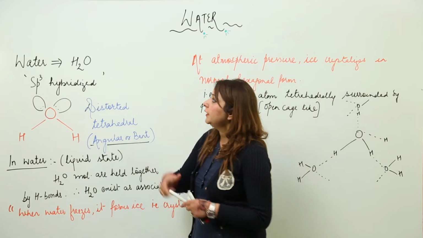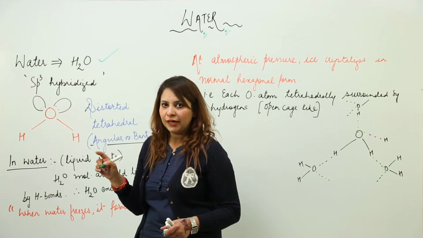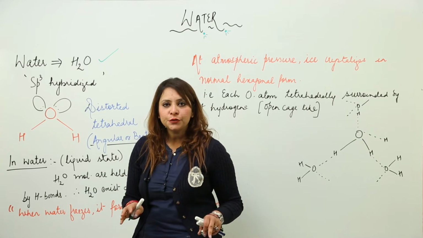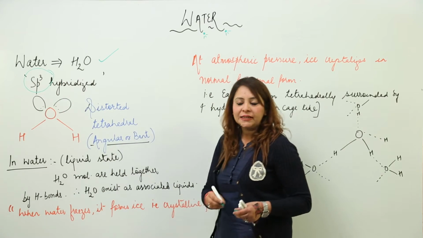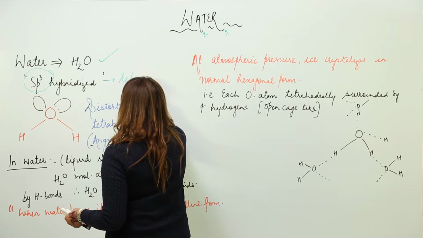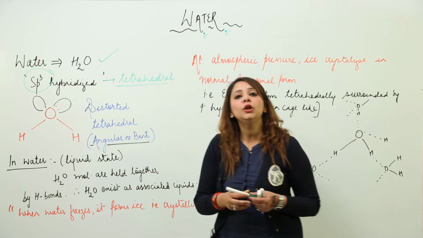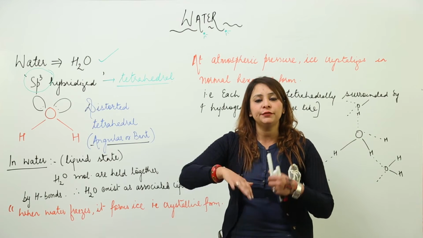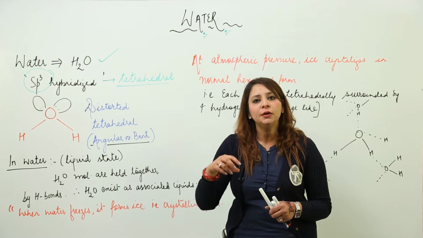See, the chemical formula for water is H2O. That means one oxygen and two hydrogens. And if we talk about its geometry, it is sp3 hybridized. As you know, for sp3 hybridization, the shape is tetrahedral. But whenever lone pairs are present, they make the geometry distorted because there are new kinds of repulsions, that is between lone pair and lone pair, and lone pair and bond pair.